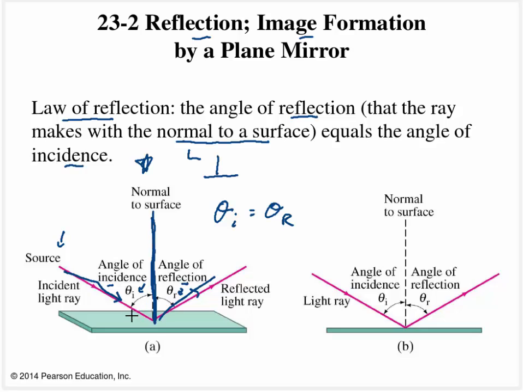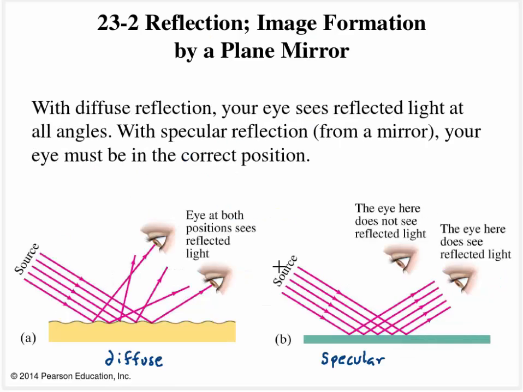First thing we do is we draw a line normal to the surface, and we say that the angle in must be equal to the angle out. Keep in mind that we're not going to be talking about that angle and that angle for any of these geometric optics problems.